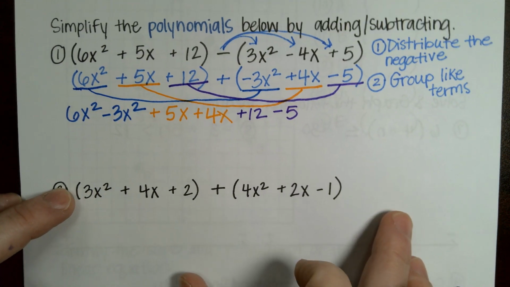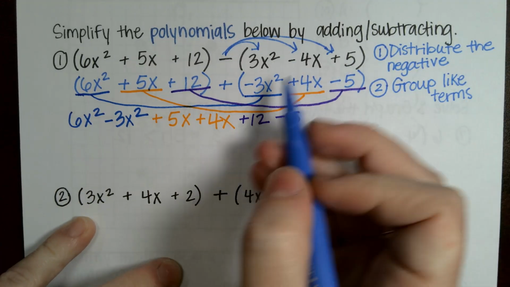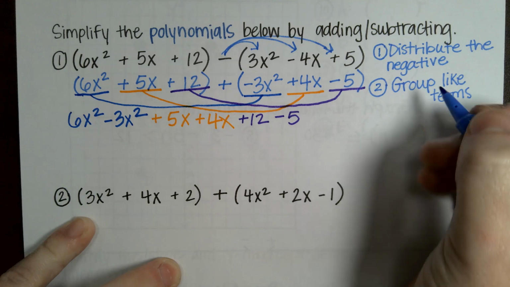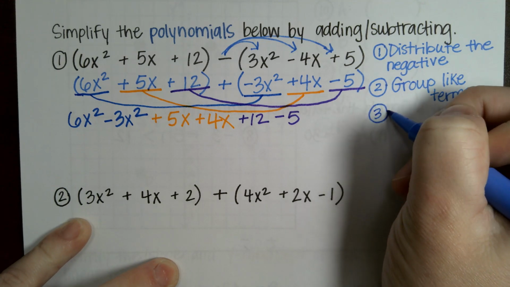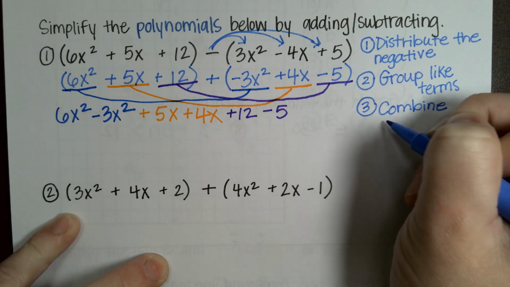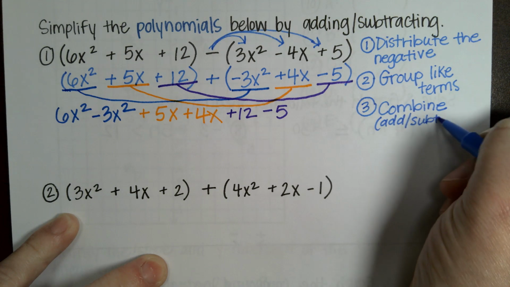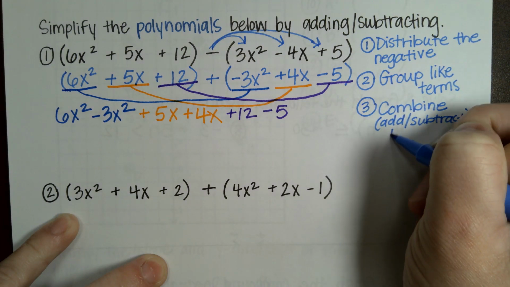All right. Before we go any further, do we have any questions at all? Does any of the steps we've just done confuse any of you? Okay. So for step 3, we've already grouped them and we rearranged them. Step 3, we're going to combine our like terms by adding or subtracting.